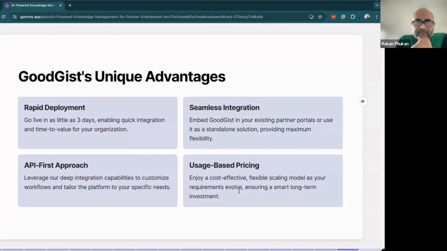So coming back to Gudges' unique advantages, other than what we talked about, is that we are a rapid deployment platform, right? We have taken companies live in 3 days to 3 weeks, based on the content sources that they are integrating. It's a seamless integration process where it can be embedded in the partner portal, or used as a standalone solution, like a partner portal, or we also have an API-based approach for deep integration. So if someone wants to integrate this into their solution itself, we provide APIs to do that. And we have a very flexible usage-based pricing that scales on use and requirement.